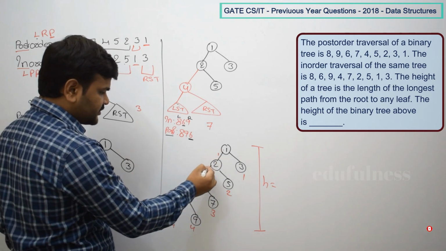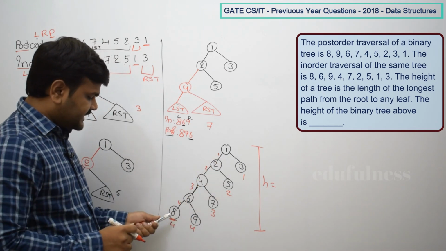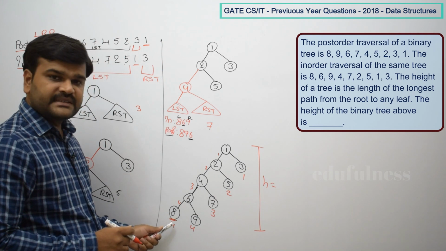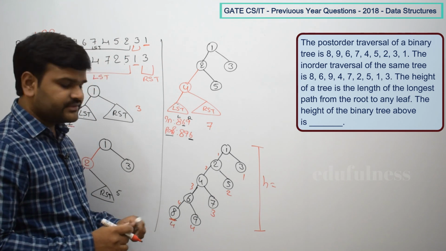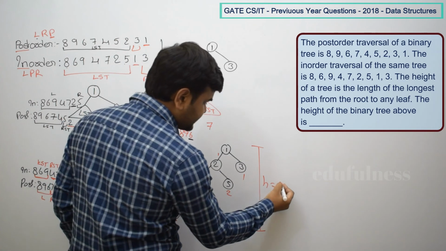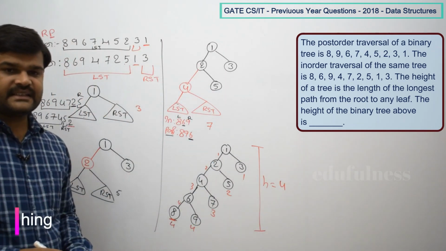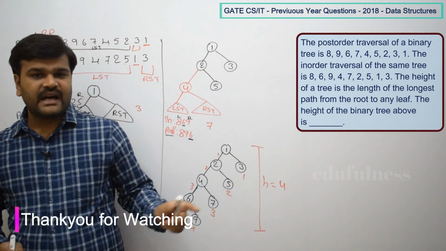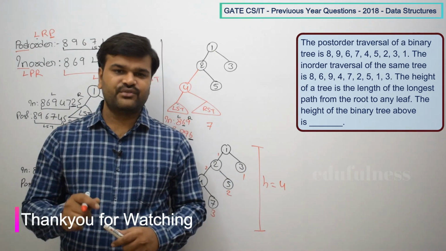path. 1, 2, 3, 4. 4 edges are there. So path length is 4, that means height is 4. So height of the tree is longest path length, right? So 4. So answer for this given question is 4. Okay.